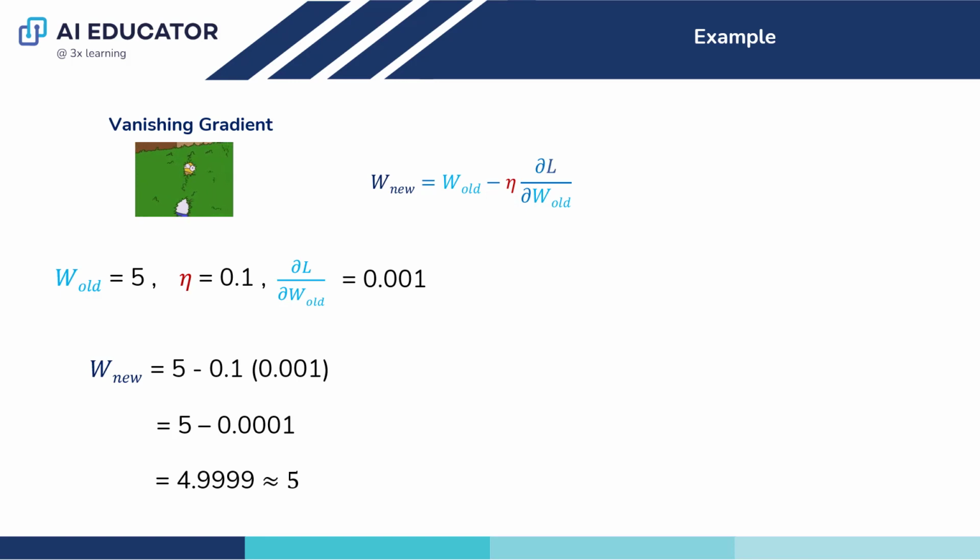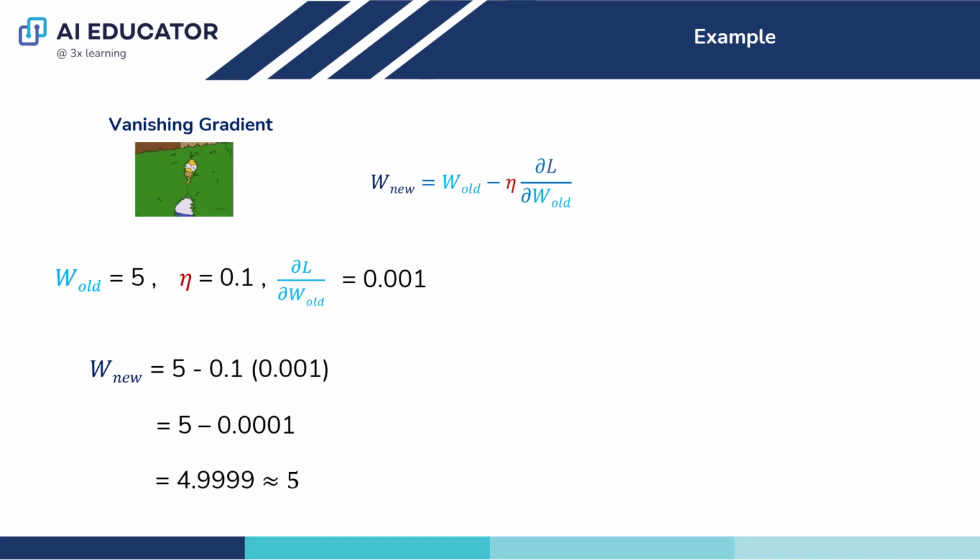There is not that much of a difference with respect to 5 and 4.9999. This kind of problem happens in vanishing gradient. It's not 0.001. Sometimes it will be even smaller. For example, if initially our weight is 5, then we can get a value something like 4.9999999, which would be nothing more than 5. This kind of problem is called as a vanishing gradient problem, where the gradient will slowly become so negligible.